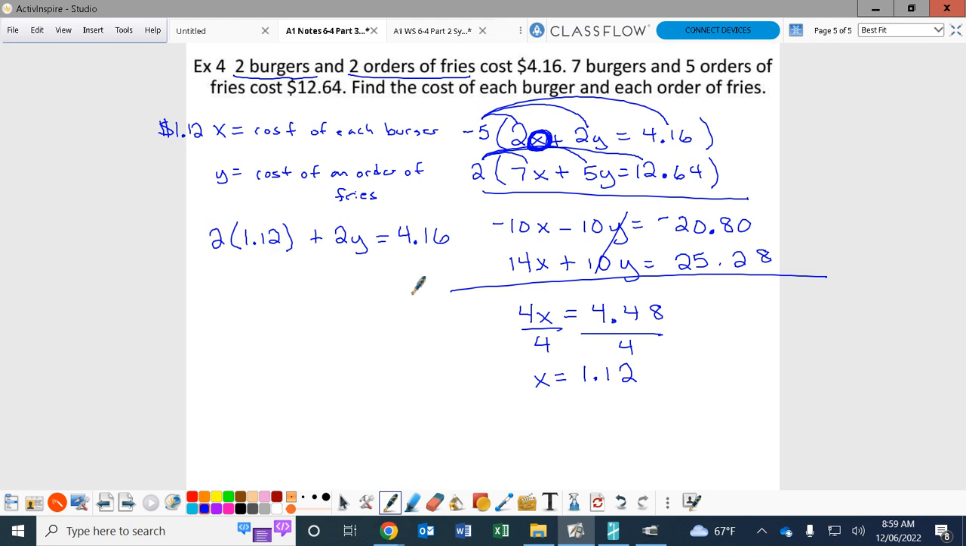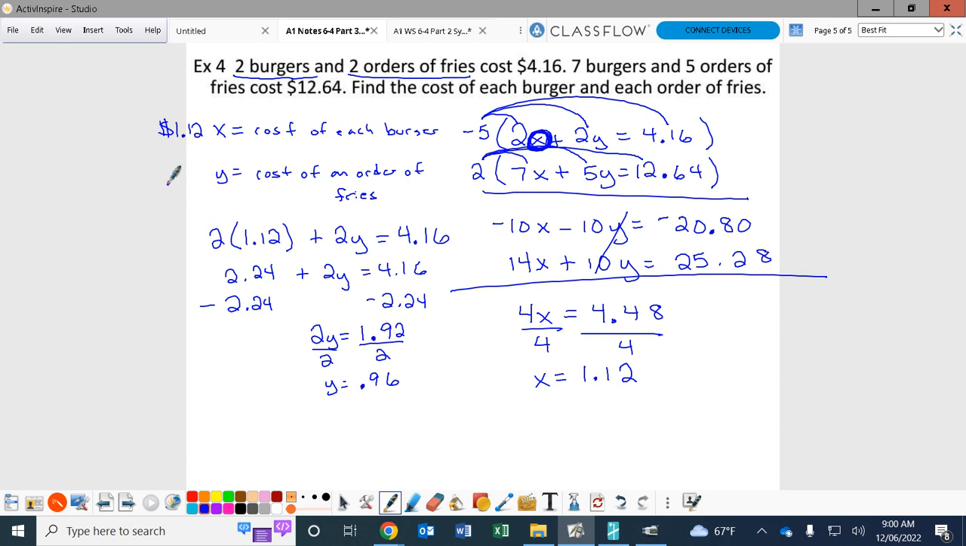Okay, let's do the math. That's going to be 2.24 plus 2y equals 4.16. You're going to minus that 2.24 from both sides. Makes it 2y equals. And you're going to do the math on that. What is it? 1.92. Okay. Divide both sides by 2. So it's 0.96. There you go.